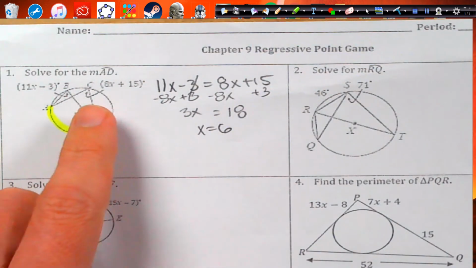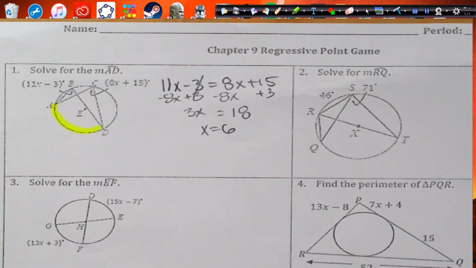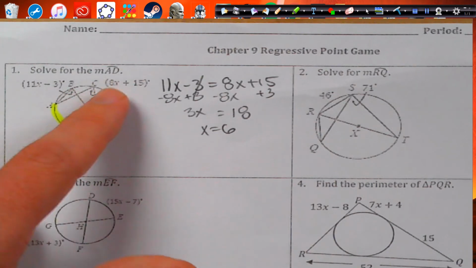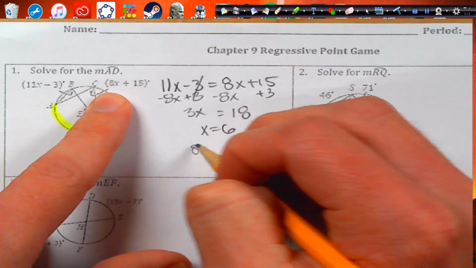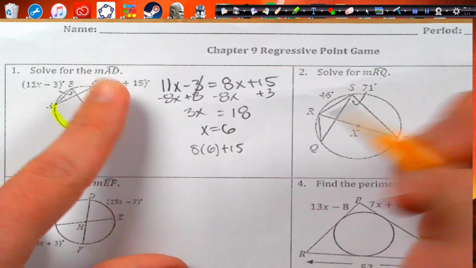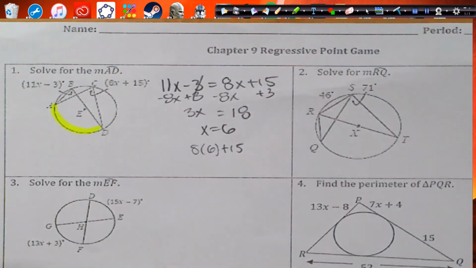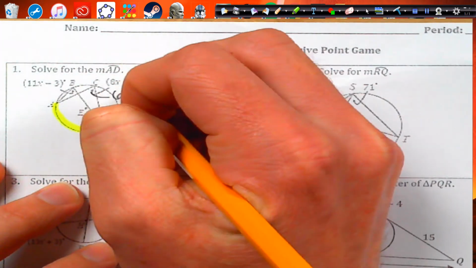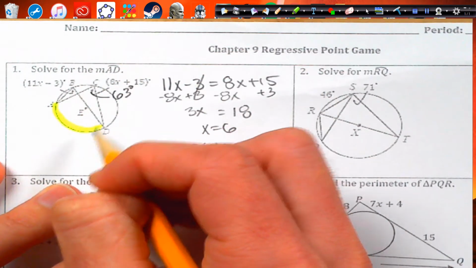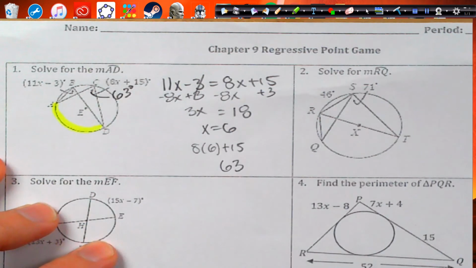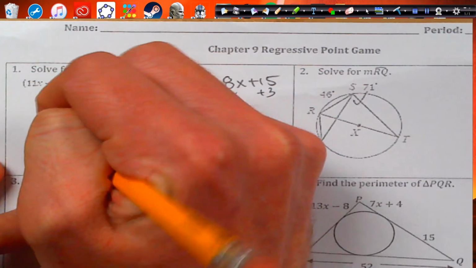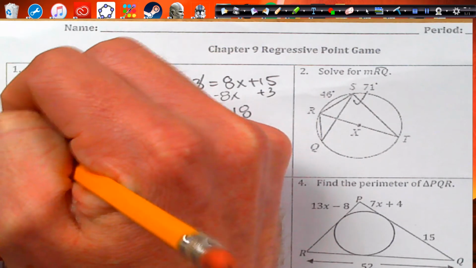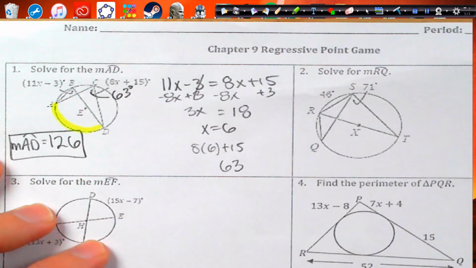Now again, the question says solve for the measure of arc AD. So I need to go ahead and substitute it back in here. So we're going to get 8 times 6 plus 15. And I have my calculator off screen here. 8 times 6 plus 15 is going to give me 63. That is the interior angle in there, but we have to double it. Remember, an inscribed angle gets doubled, so times 2, we get 126 as the measure of arc AD.